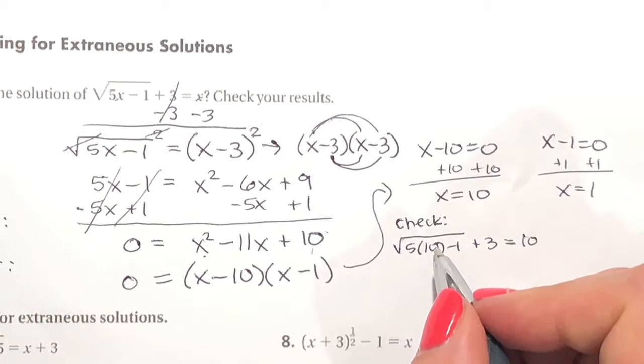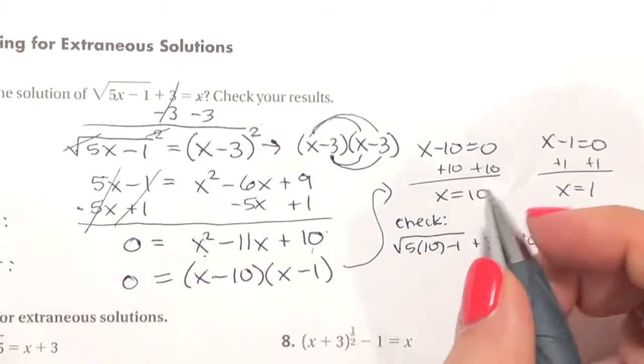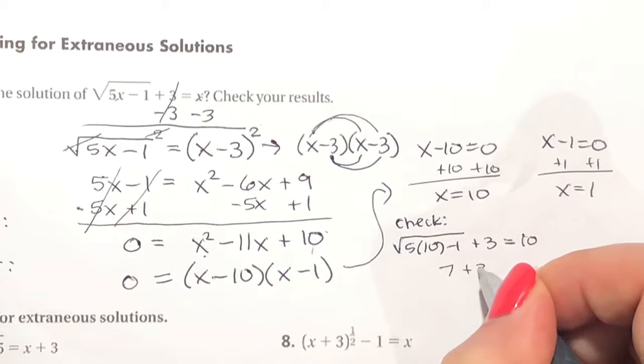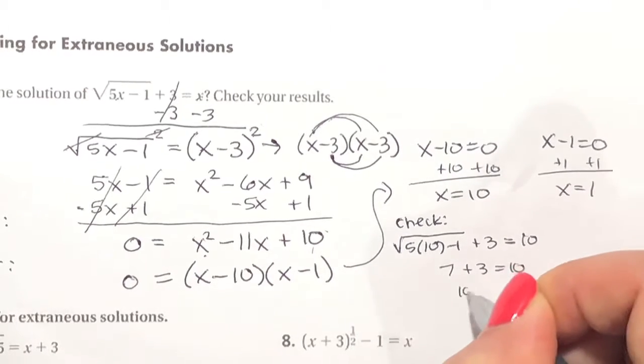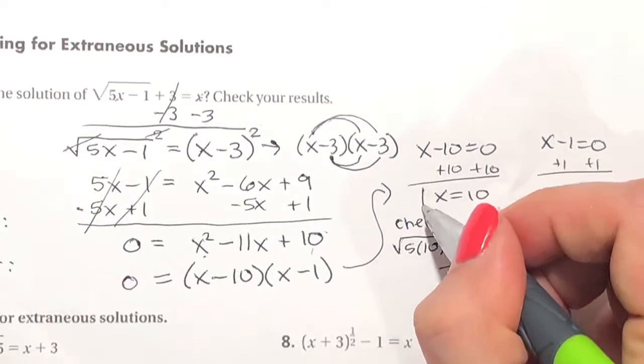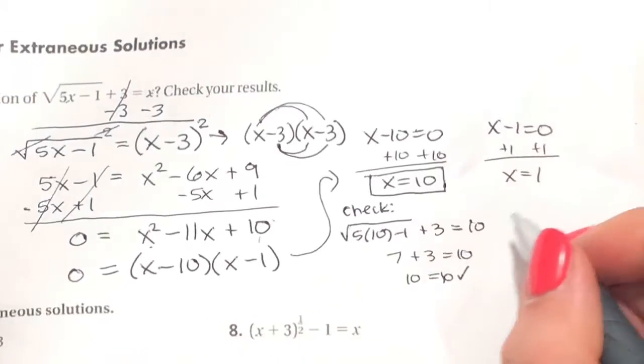So 5 times 10 is 50. 50 subtract 1 is 49. Well, the square root of 49 is 7. 7 plus 3 equals 10. So we get 10 equals 10. So this one works. So we get to keep this answer. This is a good answer. Let's check the 1 though.